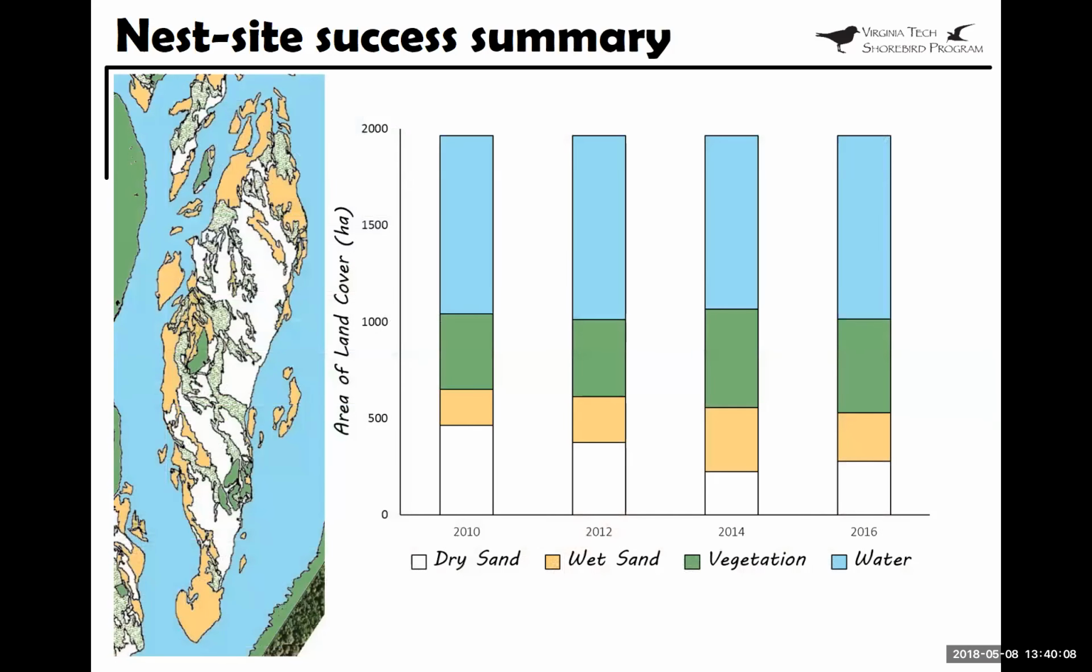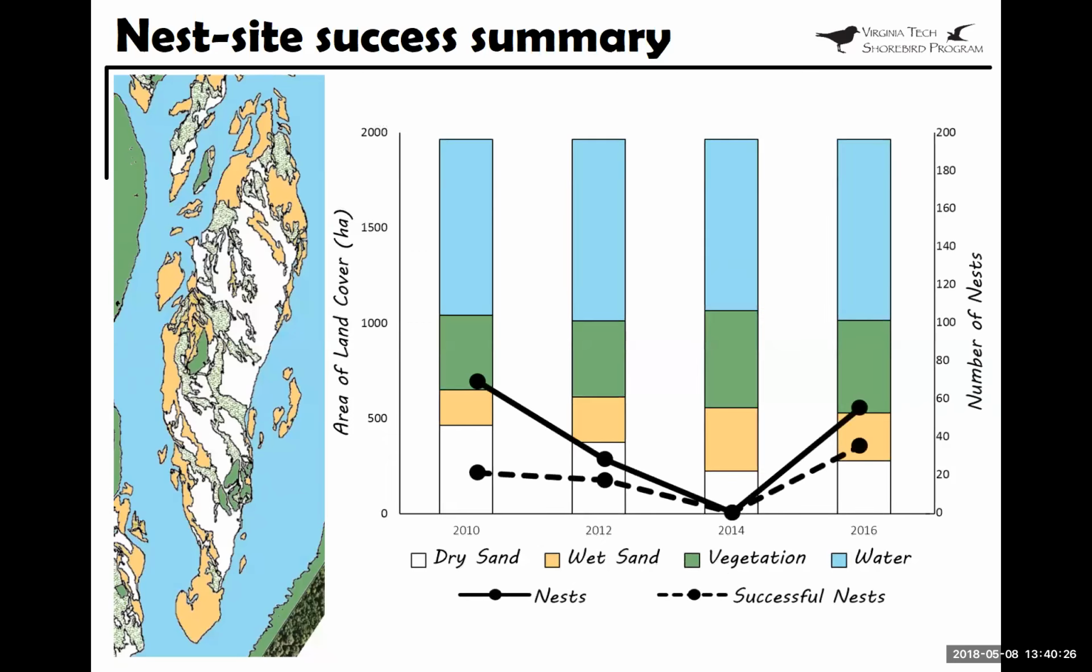We quantified the area of each habitat type within the Niobrara to look at how land cover changed over time. And overall, the amount of dry sand, which you see in those white boxes at the bottom of the graph, decreased, and it was lowest in 2014. 2014 had more vegetation and wet sand than any other year. Overall, the amount of dry sand habitat was correlated with the number of nests, which you see indicated in the solid line. In 2014, there was basically no nesting on the Niobrara. The number of hatched nests indicated in the dashed line was not related to the amount of dry sand. So even though more sand brought more nesting birds to the Niobrara, it didn't necessarily mean that more nests would hatch.